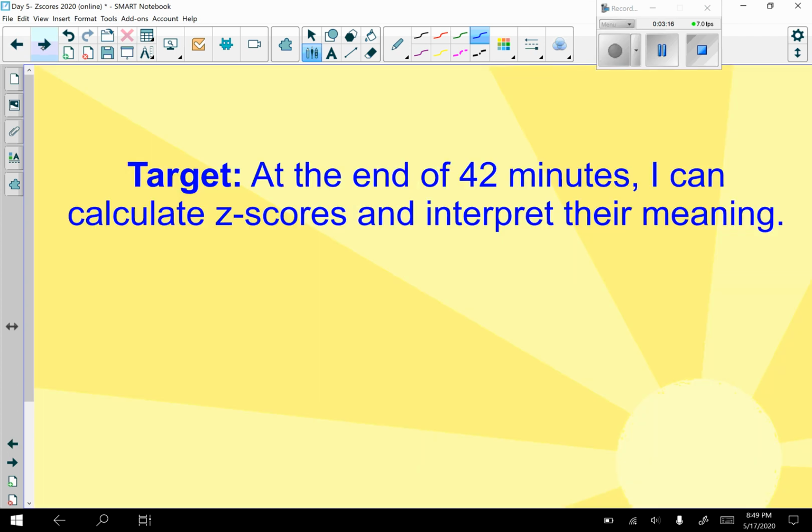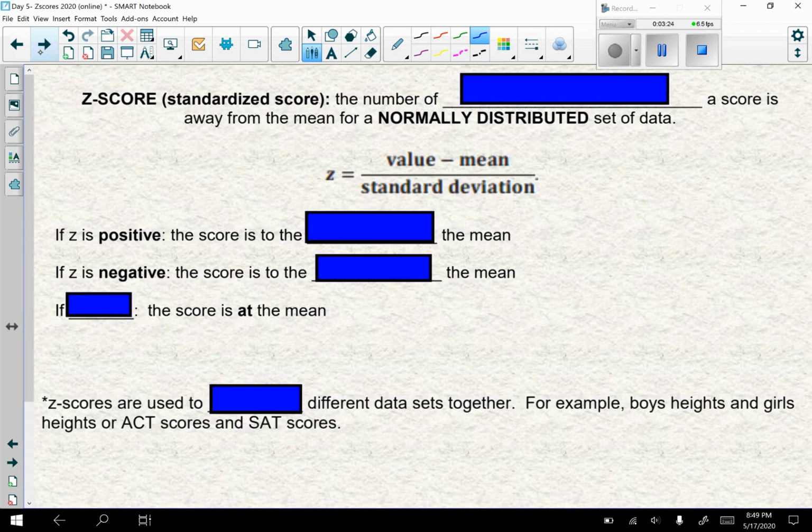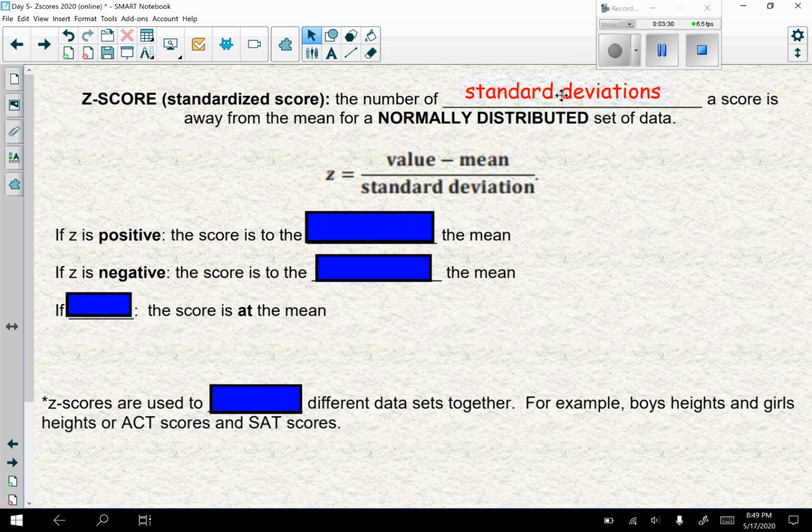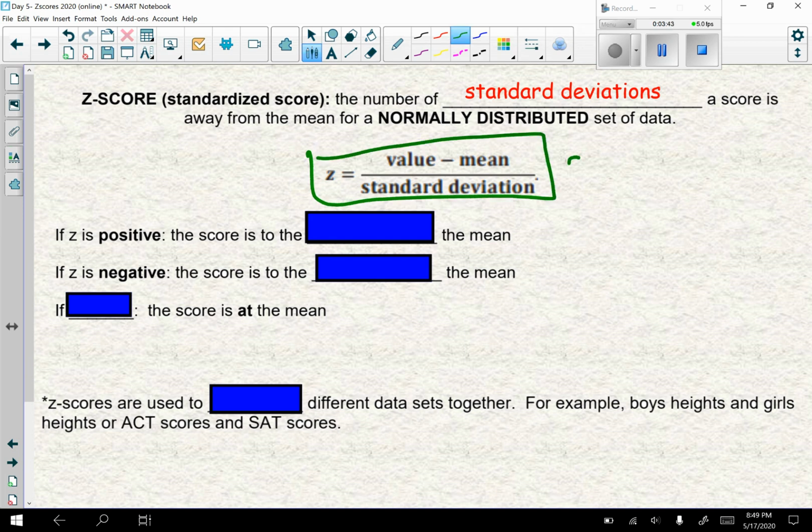So our target for today is at the end of 42 minutes, I can calculate z-scores and interpret their meaning. So what is a z-score? A z-score, also known as a standardized score, is the number of standard deviations a score is away from the mean for a normally distributed set of data. So here is our formula that you need to know for z-scores. Our formula is z equals value minus mean over standard deviation.